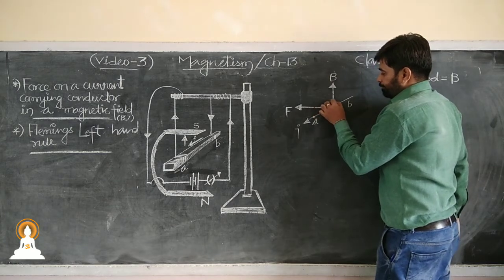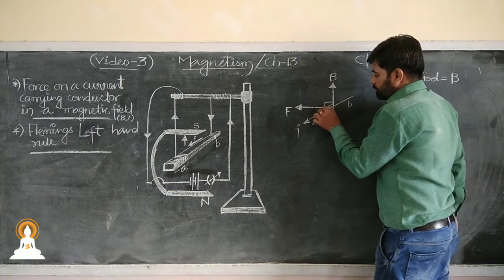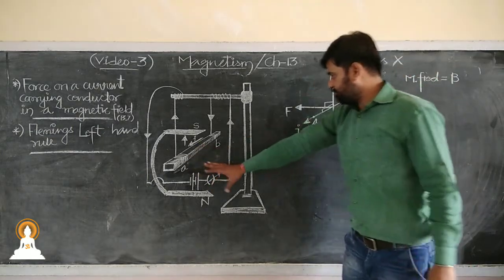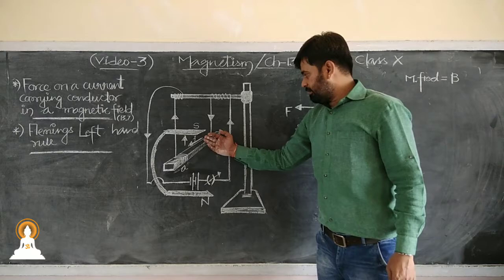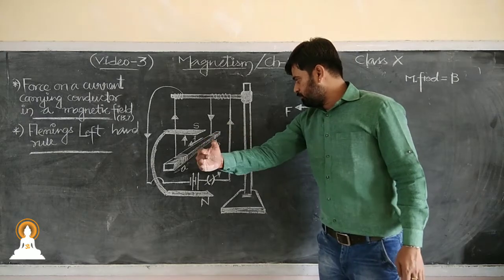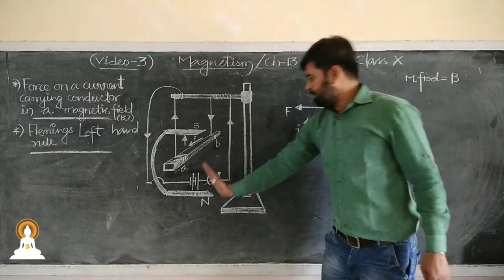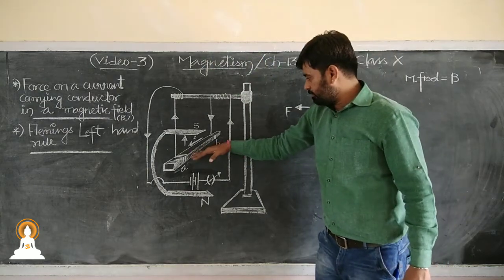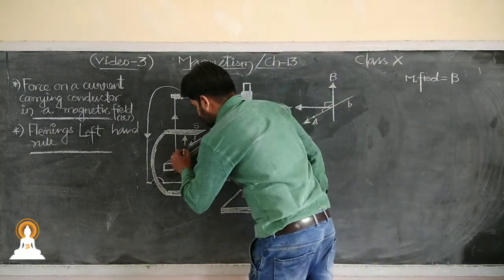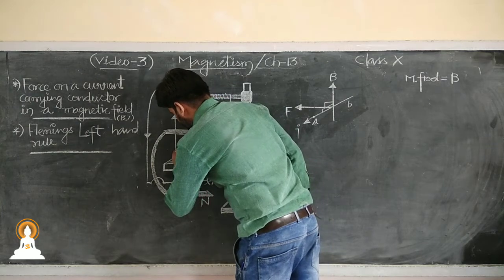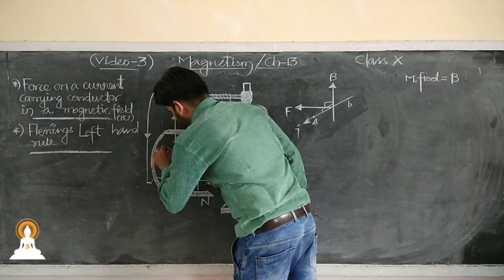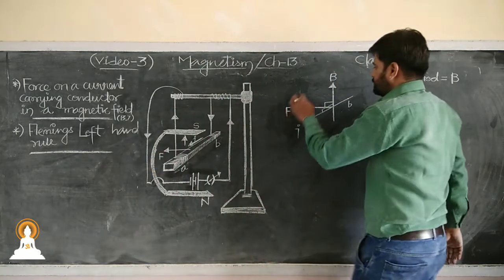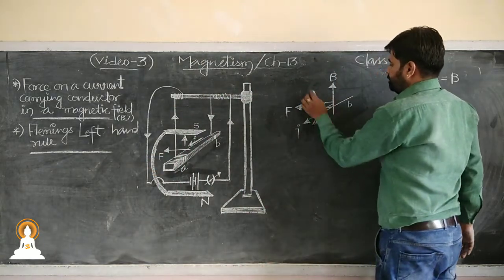So this is the experimental one. When we arrange them in such a way, when current flows out of the plane and the magnetic field is upward, then this rod experiences a force. That force is towards the left. So this is case 1.